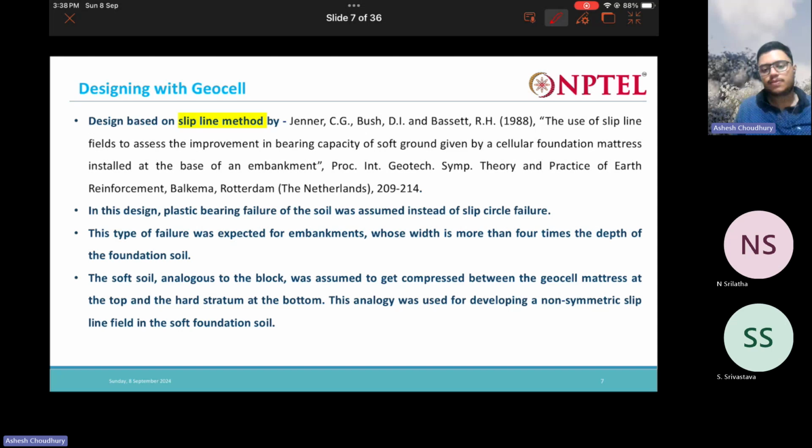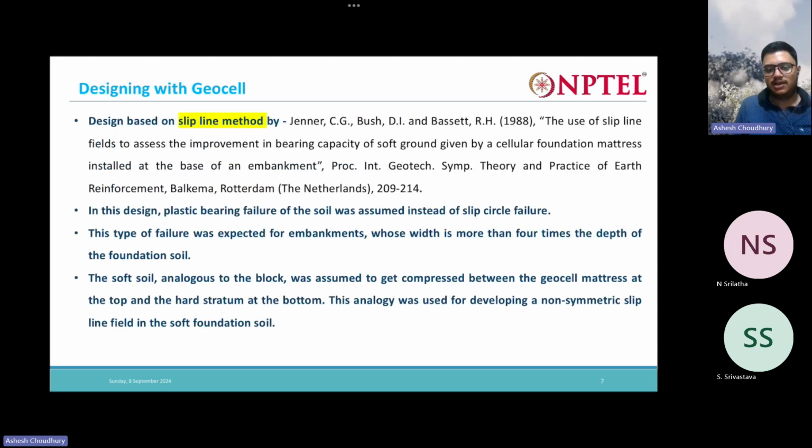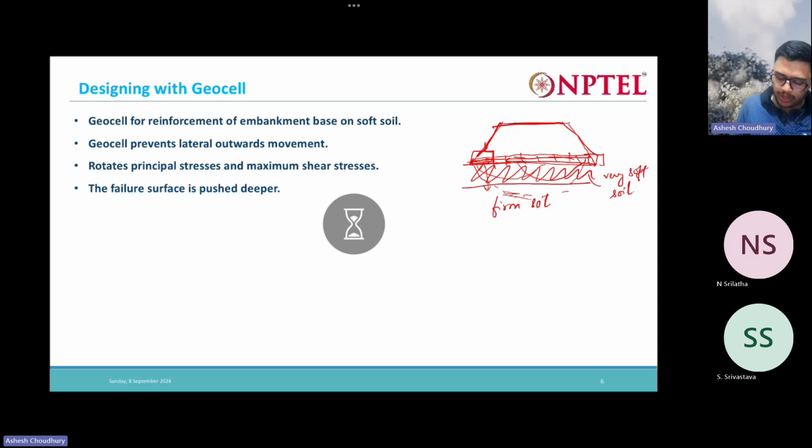soil is assumed, right? This type of failure was expected for embankments whose width is more than 4 times the depth of the foundation. So this is the condition that has been enforced. This type of failure or mechanism is only seen when the width of the embankment is more than 4 times the depth of the soft soil layer, the foundation soil. So the width of the embankment should be more than 4 times the depth of the weak soft soil foundation.